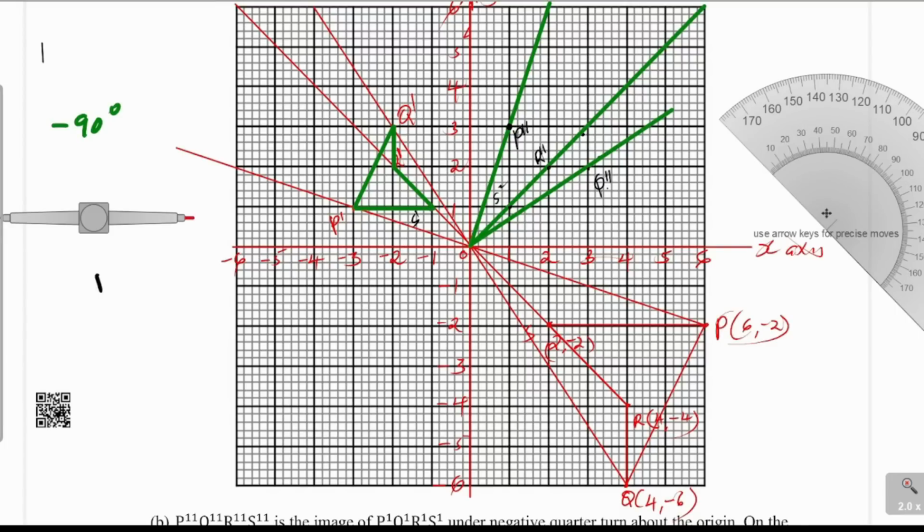We can join the points. So P1 to Q1. Then Q1 to R1 is there. Then from R1 to S1 is there. Then you join now this point. So there we have the quadrilateral and rotation negative quarter turn about the origin.